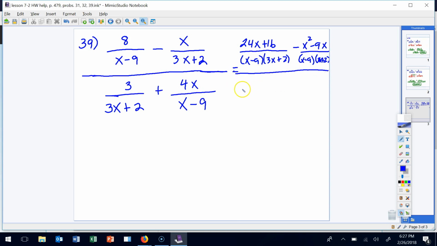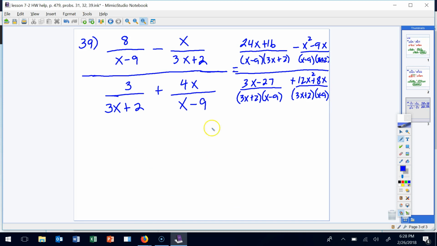Alright, down here, and I've already mentioned that we have the same LCD. This time we're going to be adding. Up here we were subtracting. So same LCD, 3x plus 2, x minus 9, 3x plus 2, x minus 9. And when I divide 3x plus 2 in the LCD, the 3x plus 2's would cancel. And so you can always remember the part that doesn't cancel multiplies. And that would be 3x minus 27. This time x minus 9 will cancel, and so we'll multiply 3x plus 2 times 4x. That's 12x squared plus 8x.